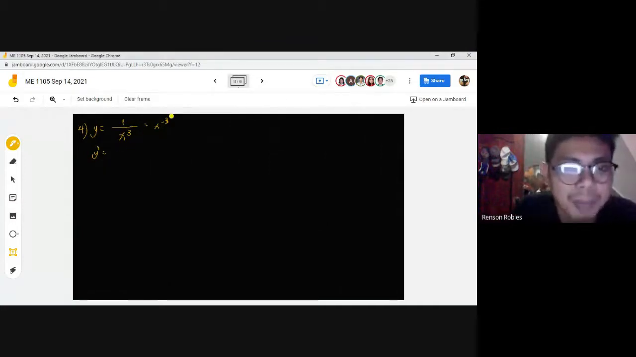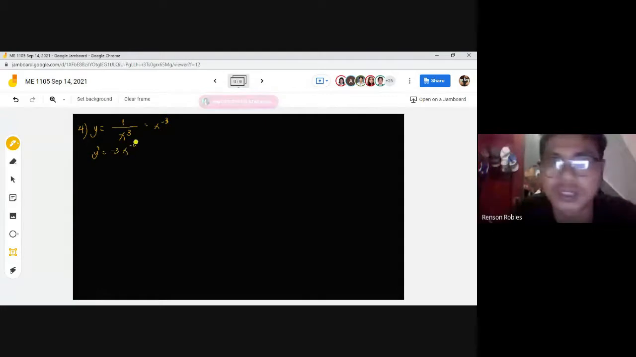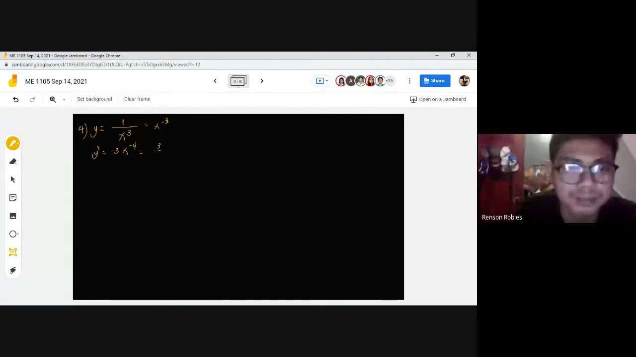Okay, you bring this down. So that's negative 3x. Negative 3 minus 1, it's negative 4. Okay, so that's negative 3 over x to the 4th power. Then ganito yung shortcut niyan.